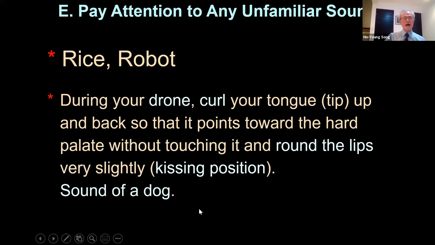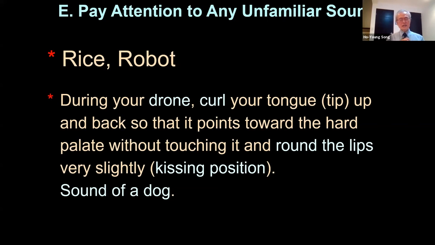I will explain what I did to change. Eventually, I changed this one by using this method. During your drone, like a chant or like a dog sound, curl your tongue tip up and back so that it points toward the hard palate without touching it, and round the lips very slightly. So, a kissing position. So definitely the R sound is different.